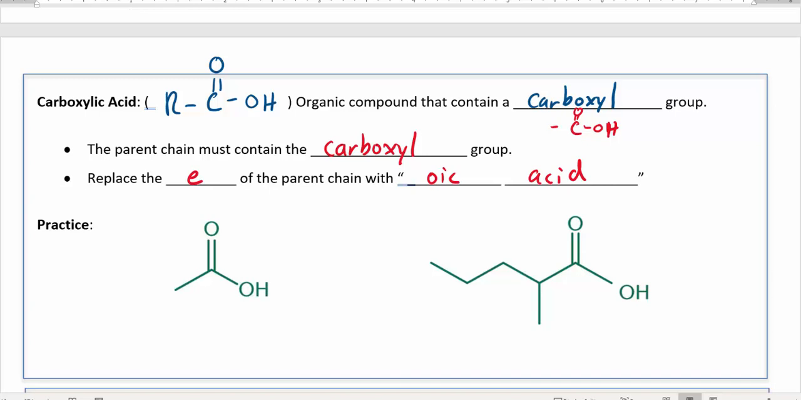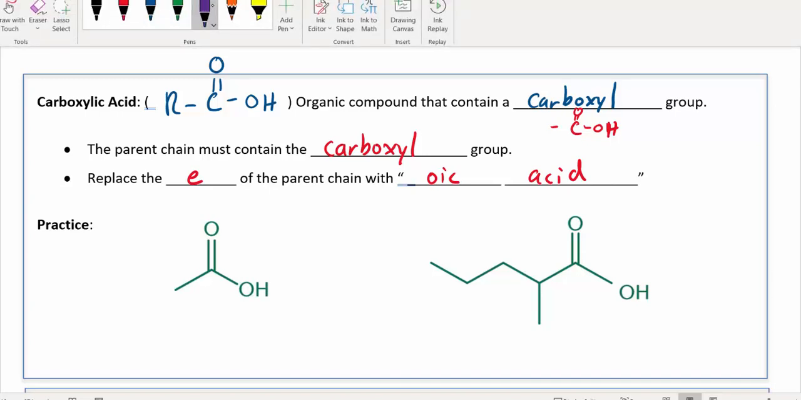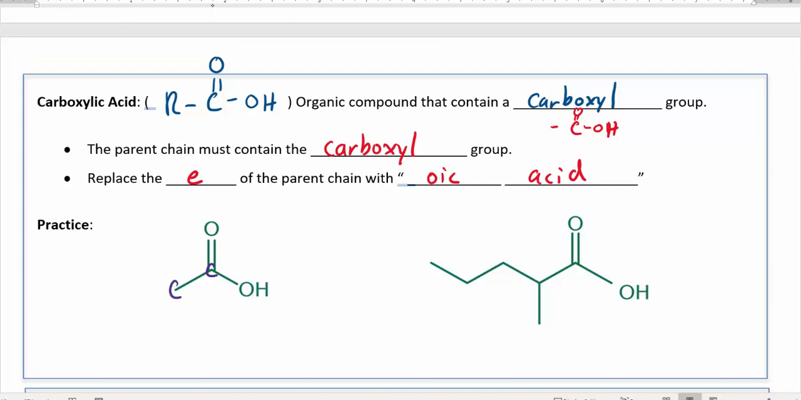So let's take a look at a couple of examples. I've got this one here. Now, just notice when we draw the skeletal structure, we've drawn these oxygens. The carbons are just here and here. So the parent chain here is actually only a 2-carbon chain. There's 2 carbons. Don't count this OH here as a carbon. And so this will be an E.